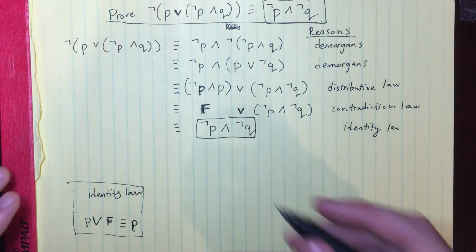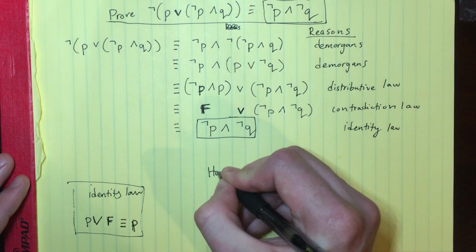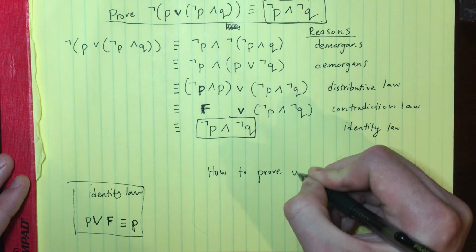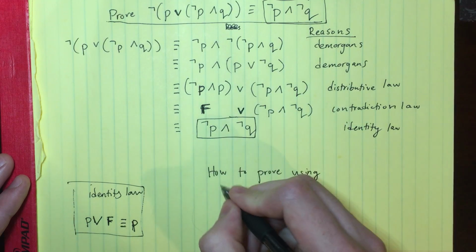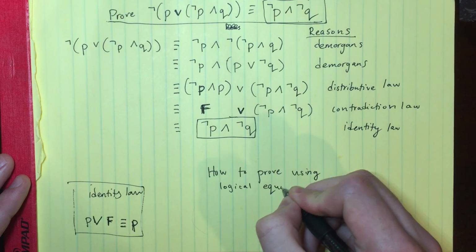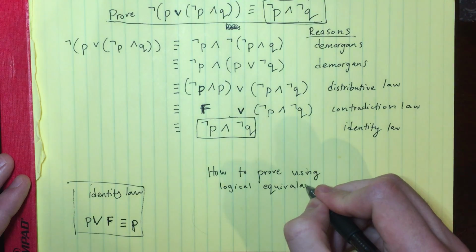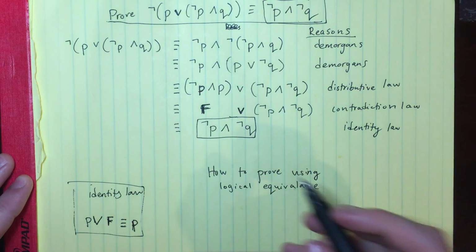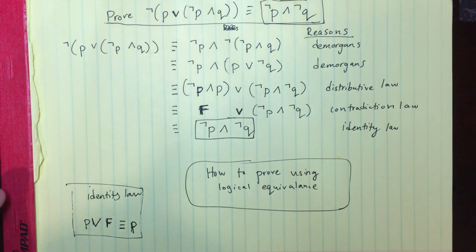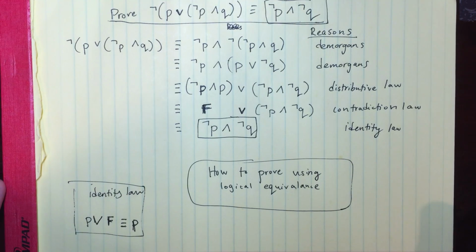So this is how to prove using logical equivalences. There's a bunch of different examples or proofs, but this should get you started.